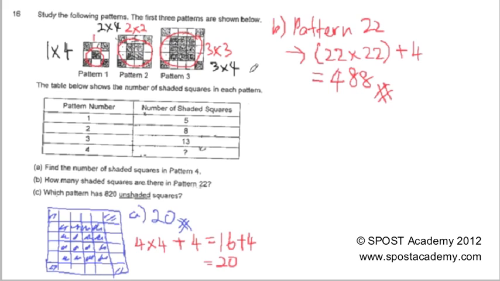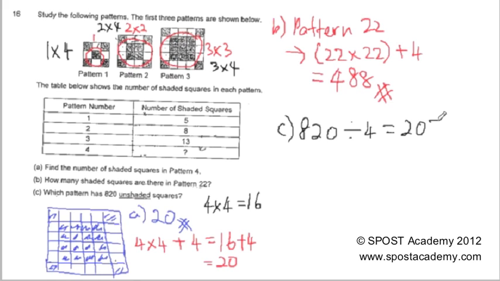So you can see from this pattern that it's always a multiple of 4. It's either 1 times 4, 2 times 4, 3 times 4, or based on pattern 4, it will be 4 times 4, which equals 16. So to find the pattern which has 820 unshaded squares, we simply need to use 820 divided by 4. That will give us 205. Therefore, it must be pattern 205.